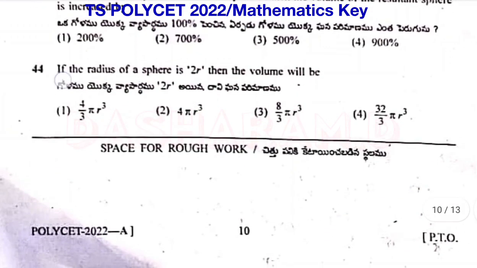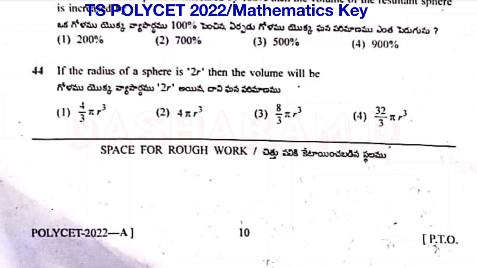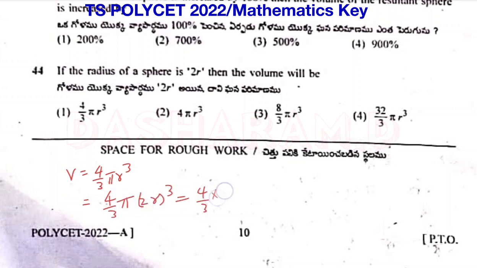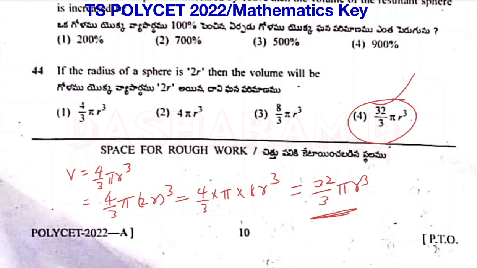Next question number 44. If the radius of the sphere is 2r, then the volume will be? So actually the volume of a sphere is 4 by 3 pi r cube, but as per the question the radius of the sphere is 2r. So 4 by 3 pi into 2r whole cube, 4 by 3 into pi into 8r cube. So 8 fours are 32 by 3 into pi into r cube. So option 4 is correct.